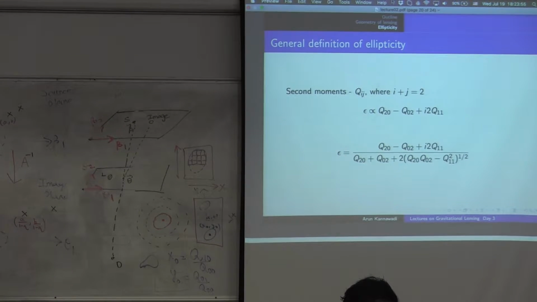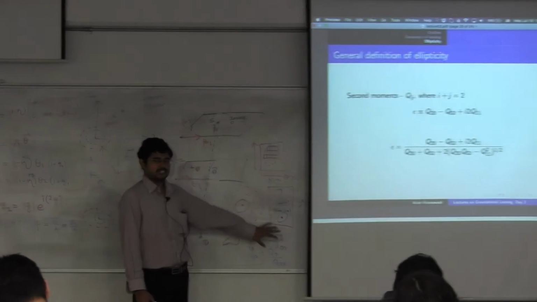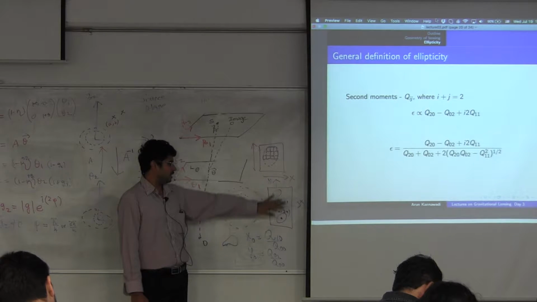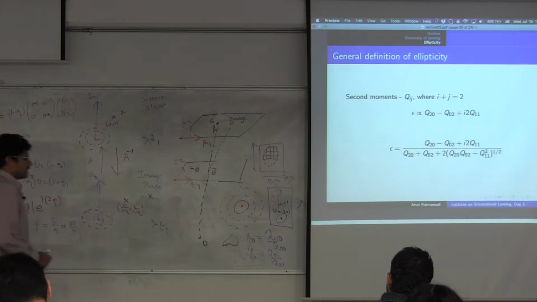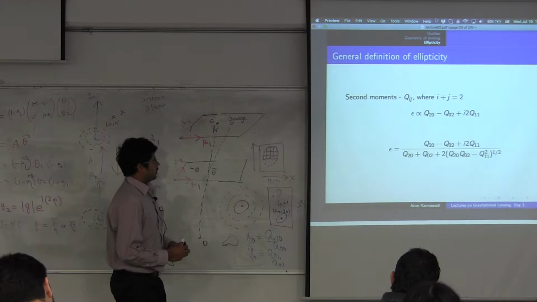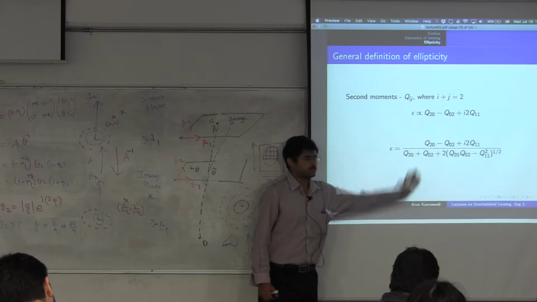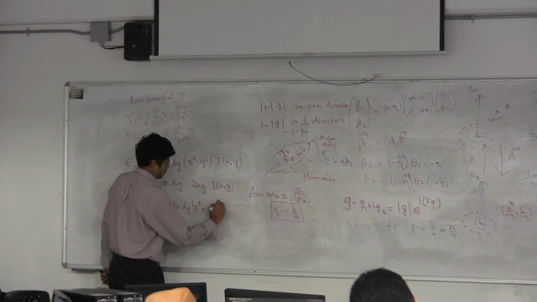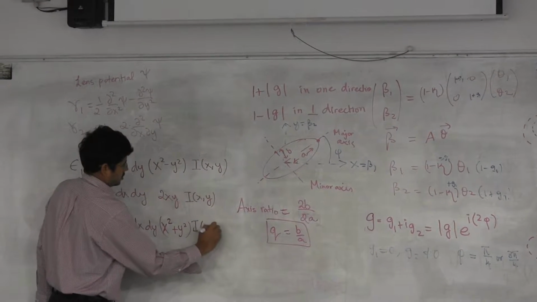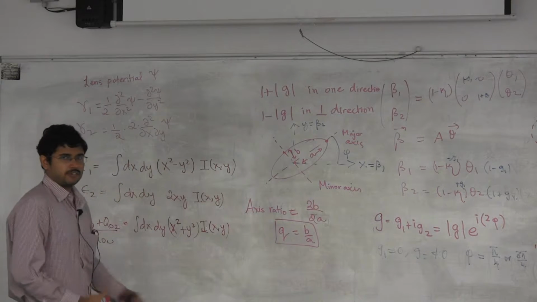It may not be very meaningful yet, but you should know that these moments tell you something about the distribution. It can tell about the flux, it can tell where the galaxy is in an image, and the second moments will tell you how different the galaxies are. For example, Q20 plus Q02 divided by Q00 is a measure of the size of the galaxy.